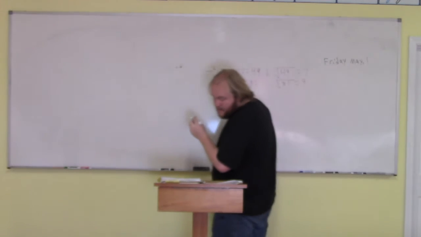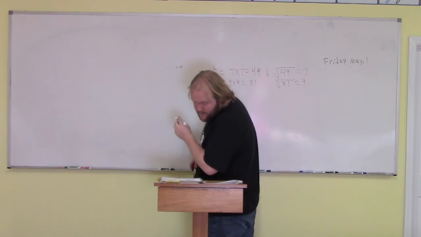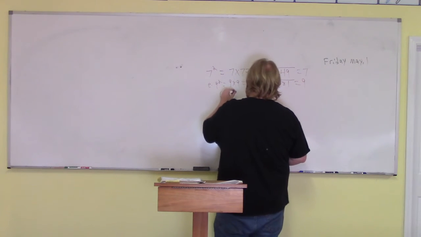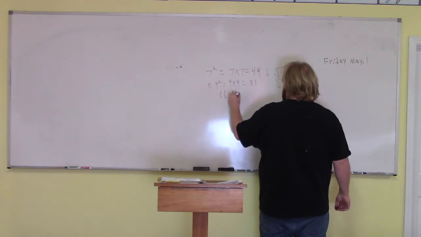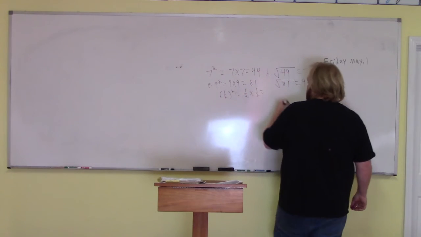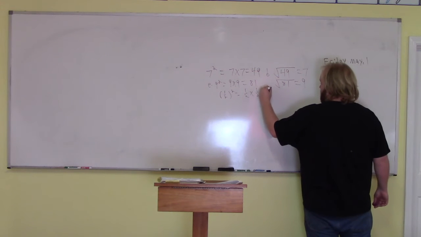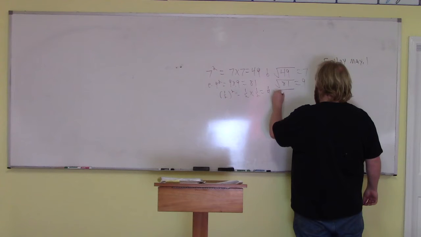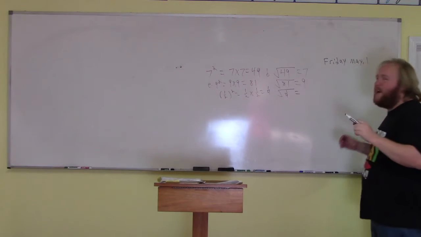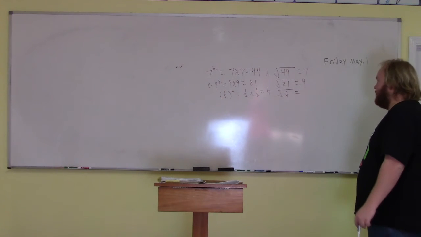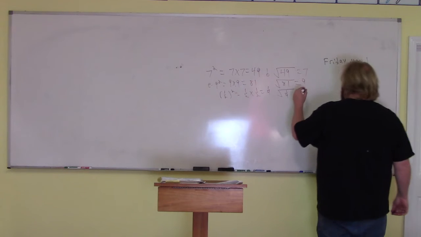Alright, let's look at I. 1/2 squared. Well, we know that's the same thing as 1/2 times 1/2, which is 1/4. Well, if that's the case, what is the square root of 1/4? Or in other words, what number times itself equals 1/4? It's 1/2.